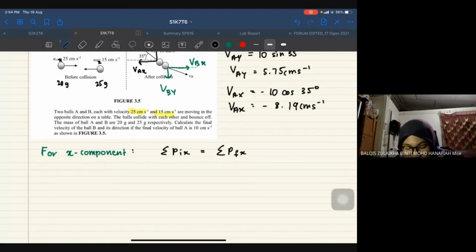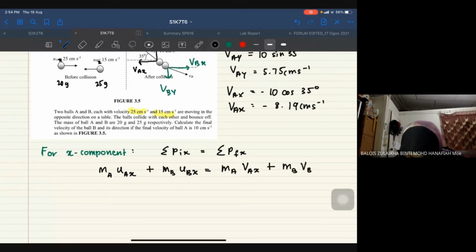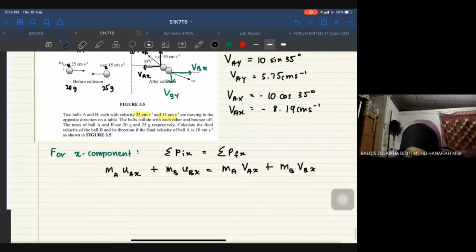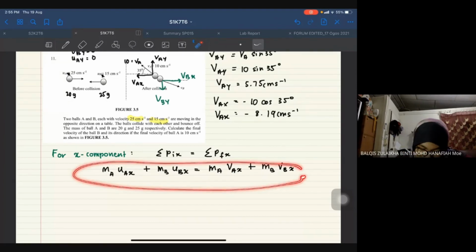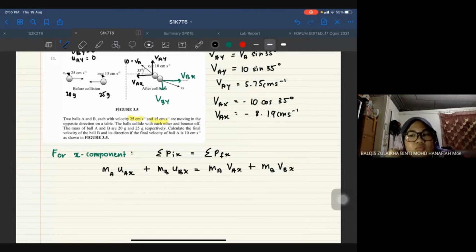So initially it will be M A U A X plus M B U B X equals to M A V A X plus M B V B X. Exactly the same macam sebelum ni, MU plus MU, MV plus MV. The only difference here is the subscript. In fact, subscript dia similar, cuma saya tambah X je dekat untuk U tu. Mass tu tak perlu lah, because mass you don't have X or Y. Okay, that's why I said, I told you before, subscript is very important because it will help you to substitute. Okay, kalau kamu skip this part, tak ada masalah. Tapi make sure kamu do it correctly. So I suggest you to write down lah.